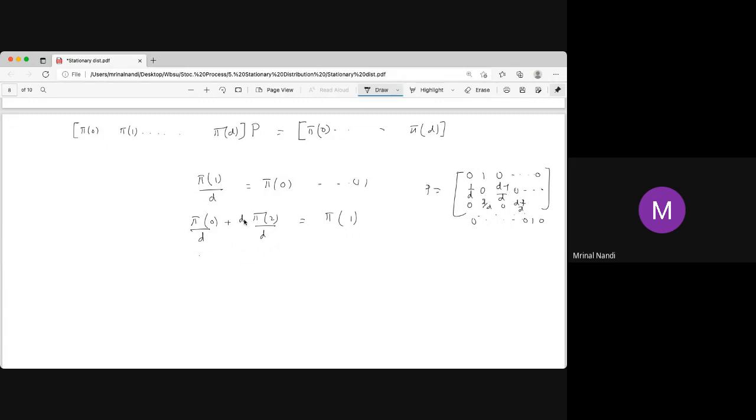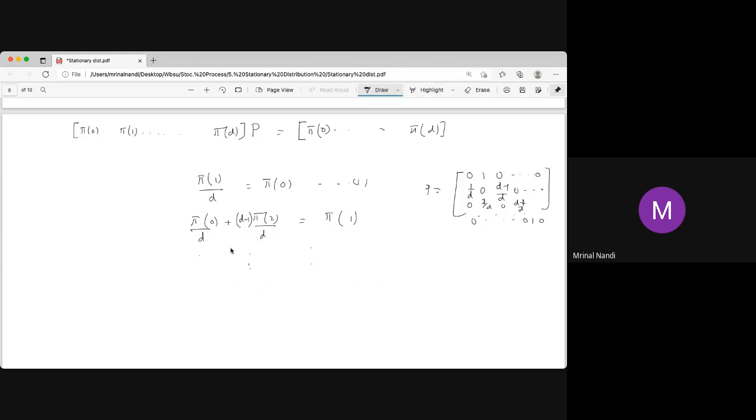This is d minus 1, right? Similarly, you have this other equation and you have to solve this. This will be slightly complicated. It is not so easy, the solution of this.